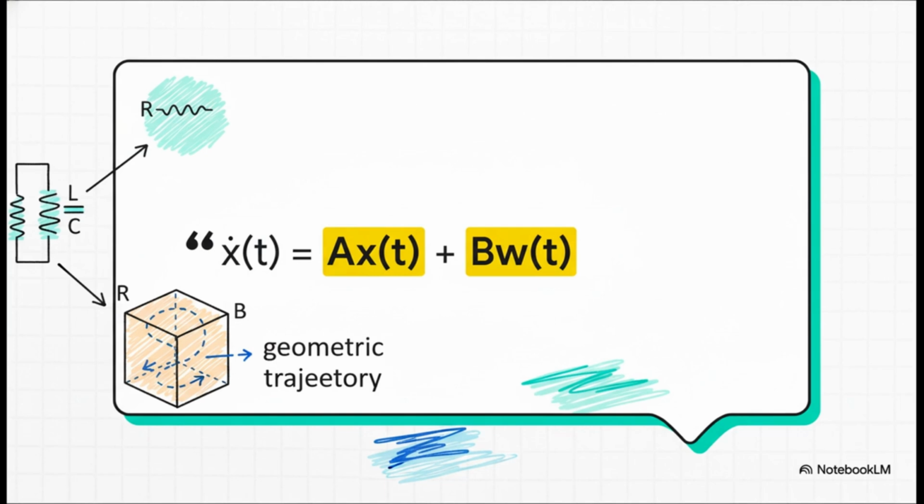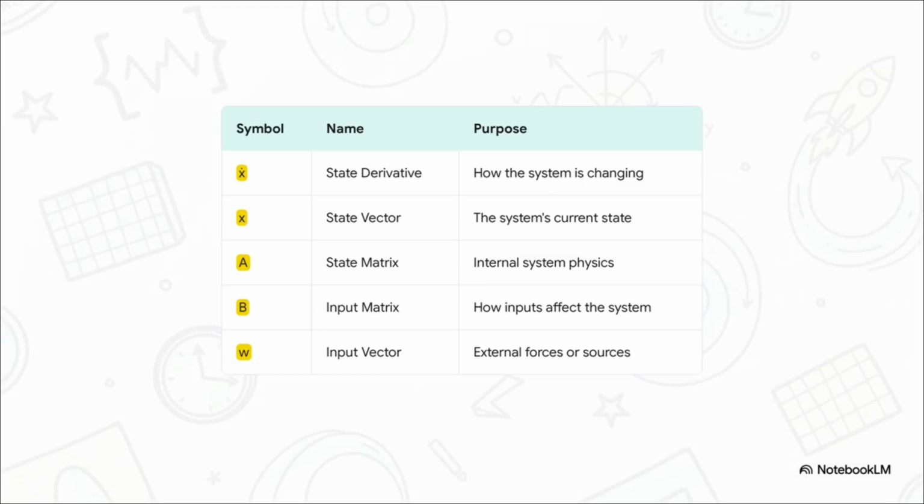It just says that the rate of change of the system state, that's the x dot, is determined by 2 things: the system's current state, which is the x, and any external forces acting on it, the w. So, x dot equals Ax plus Bw. So let's break that down real quick. X is our state vector.